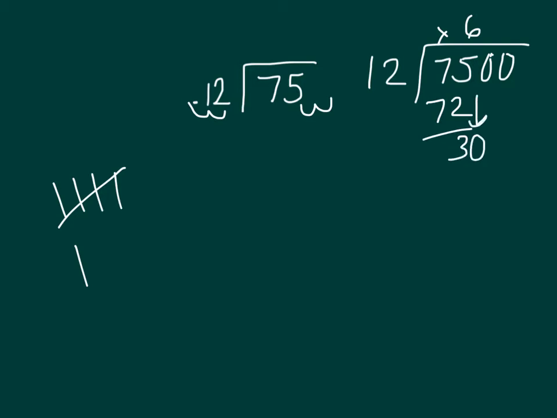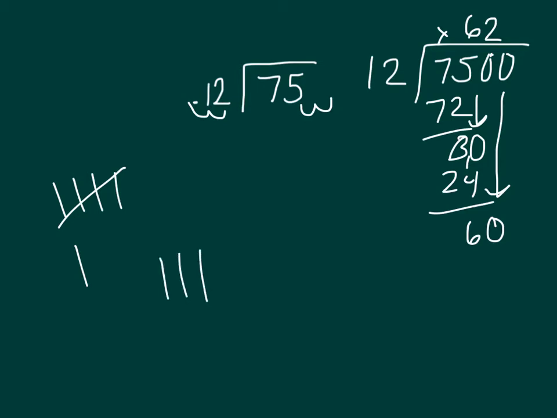Bring down my 0 for 30. So 2 times 12 I know is 24. I subtract and I get 60, and I bring down my 0. And if I can't remember, I can just recount 12, 24, 36, 48, 60 right on the nose. And so my answer is 625.